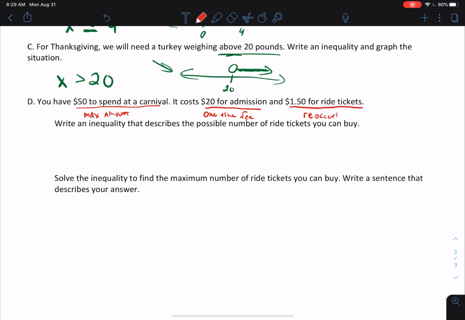I think I may have butchered that spelling. I have to check real quick. No, I got it. Okay, reoccurring. So write an inequality that, oops, I did spell it wrong. There is no O.